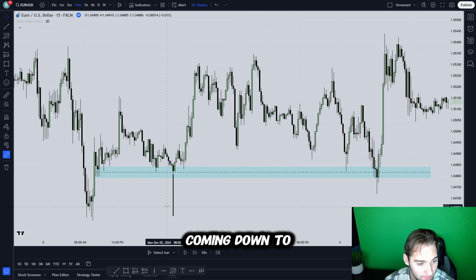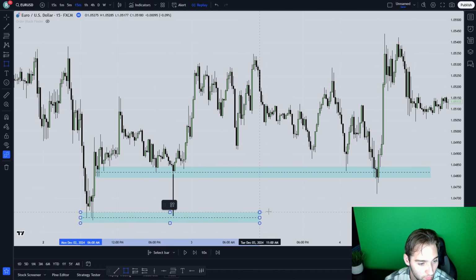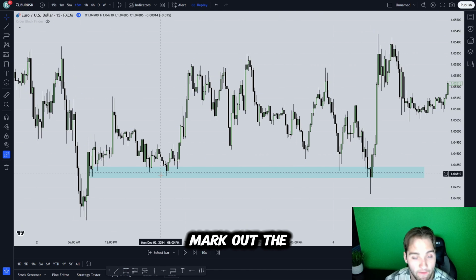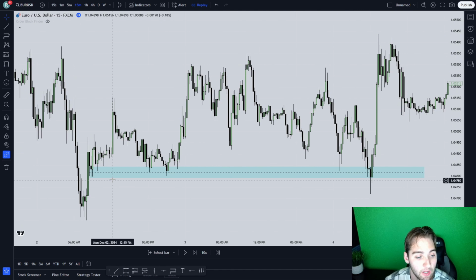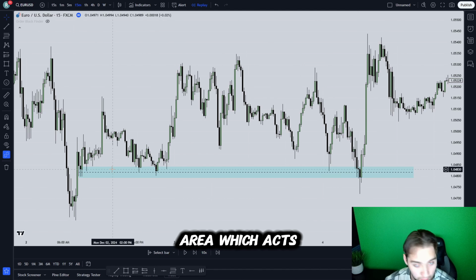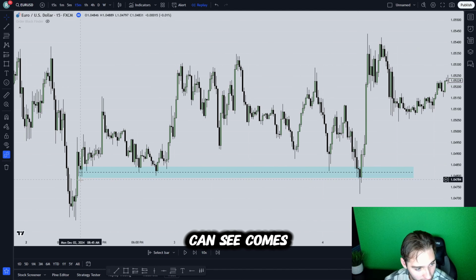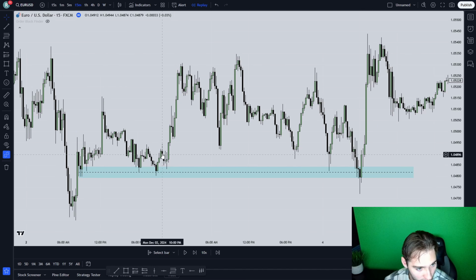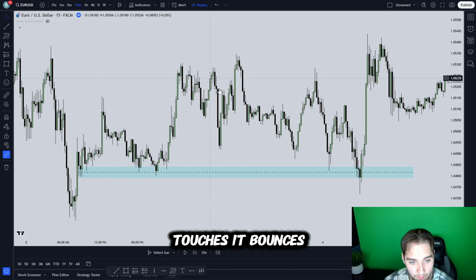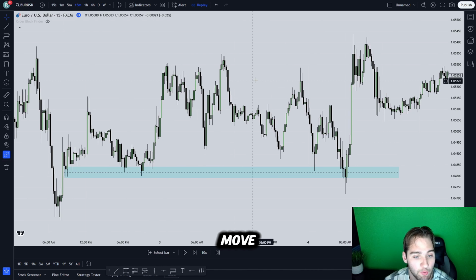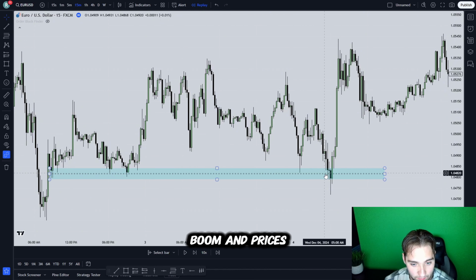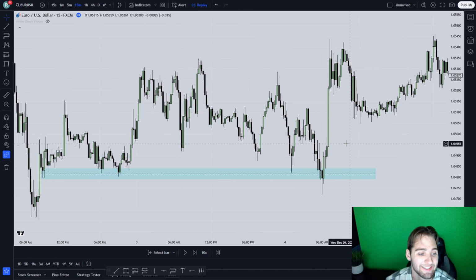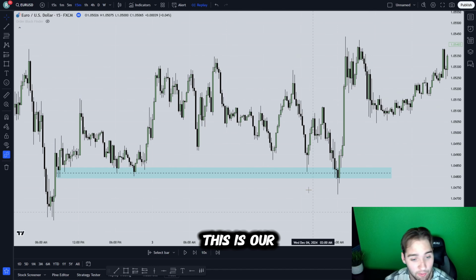So if we did have wicks coming down to here, then that would be more of a zone, as you can see, but it's not the case. So we're actually going to mark out the areas where there's a lot of lows rejecting from the area, which acts as support. So as you can see, comes down here, boom, climbs higher. Comes down here, climbs higher a little bit, comes back down, boom, touches it, bounces off of that for a big move. And then price comes down, boom, and price uses the low of it and comes up. As you guys could see, this is our support zone.